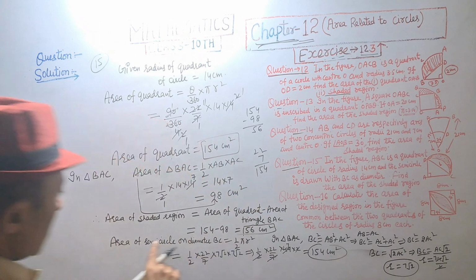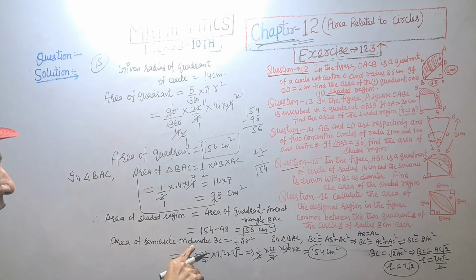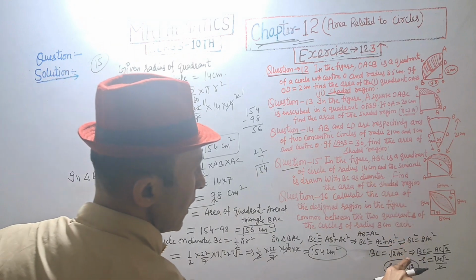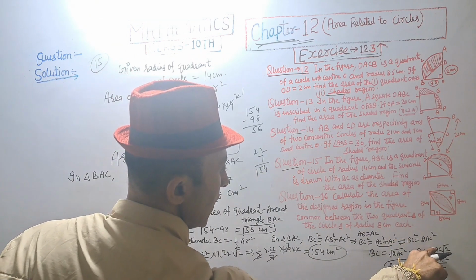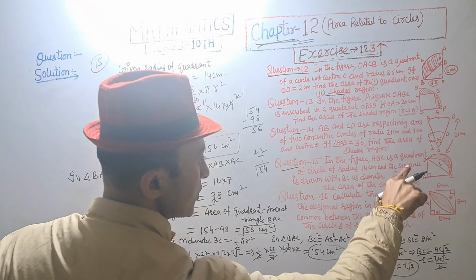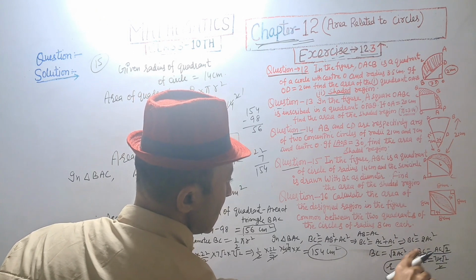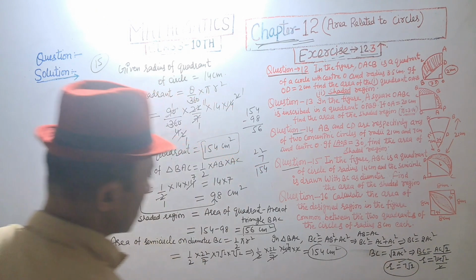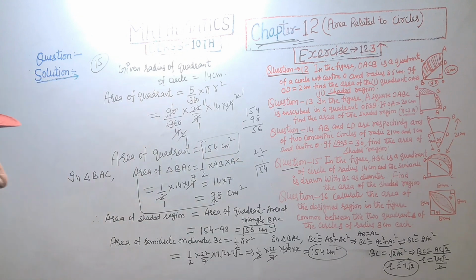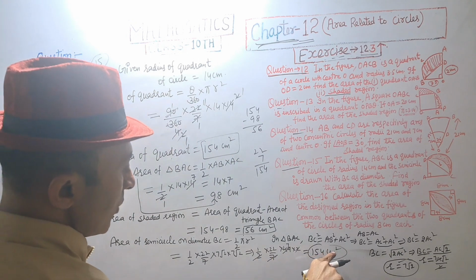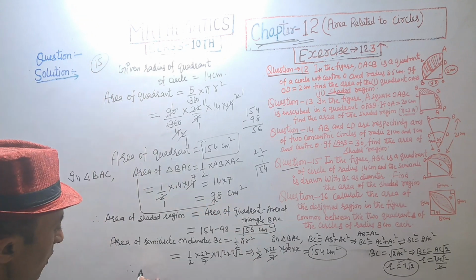This is the area of the semicircle on diameter BC. Diameter BC is equal to AC root 2. AC is 14 and the radius is 14 root 2 upon 2, that is 7 root 2. This is its radius, and the area is equal to 154 centimeter square.